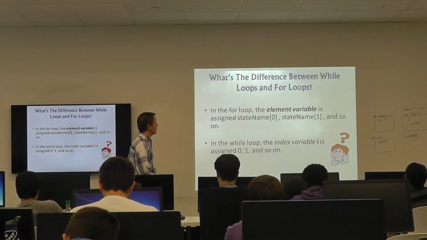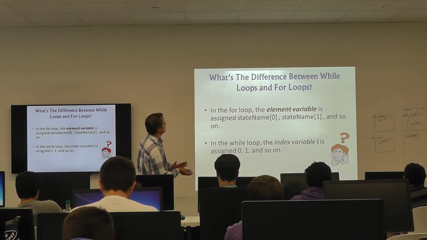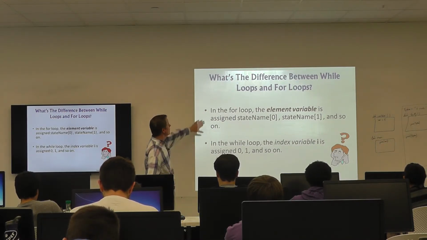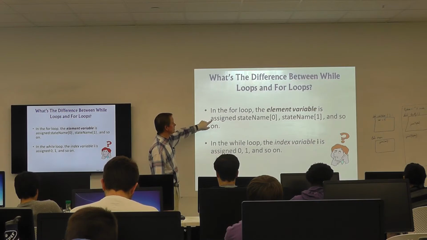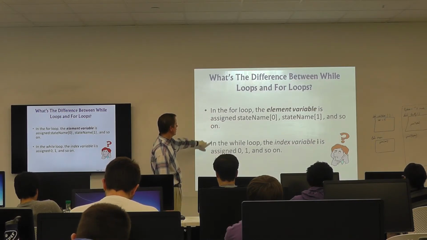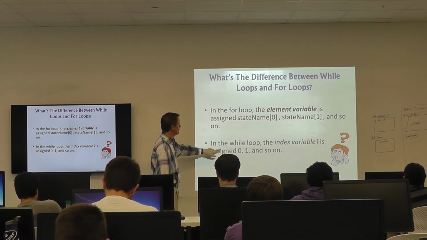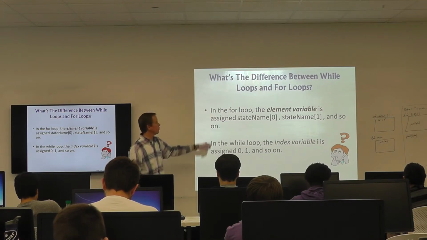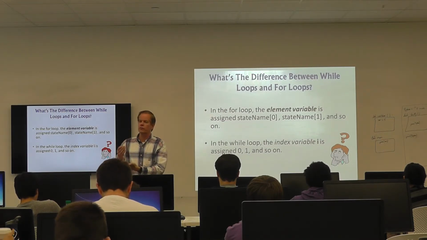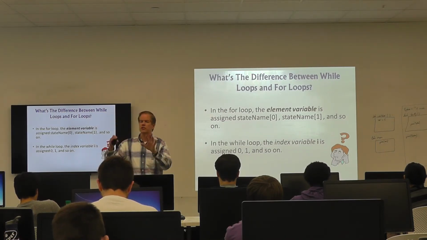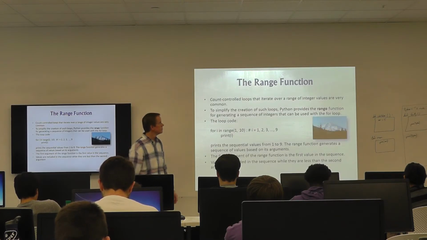We can also do that range thing. What's the difference between a while loop and a for loop? In the for loop, the element variable is assigned the first element, then the next, and so on. In the while loop, the index variable is assigned 0, 1, and so on. So basically, in the for loop, we go stepping through 1, 2, 3, 4, 5. In a while loop, it's condition, condition, condition, condition.